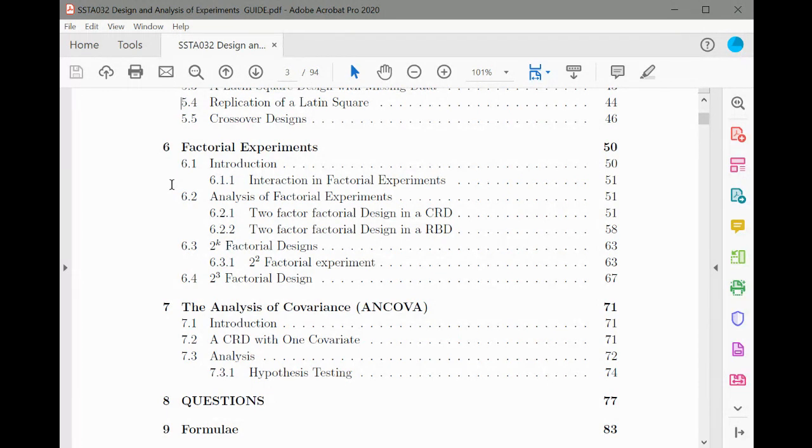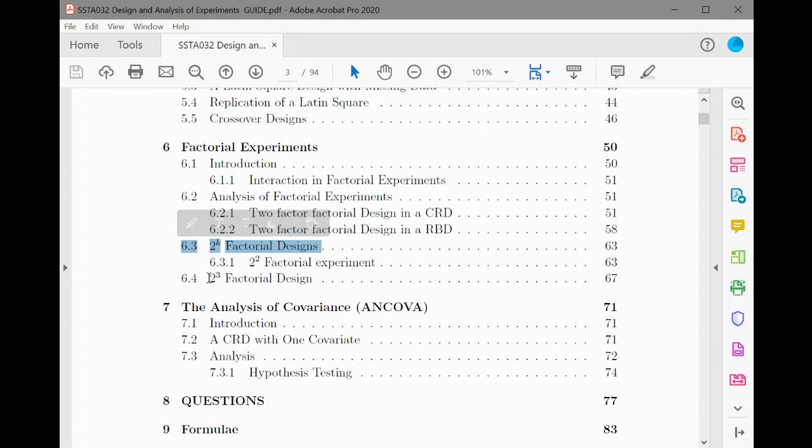Don't worry about that one. I said we'll also cover this one, but don't worry. When it comes to the exam, I want to assess you on this, but we're going to do it. From there, the last section will be 2 to the power k factorial design.